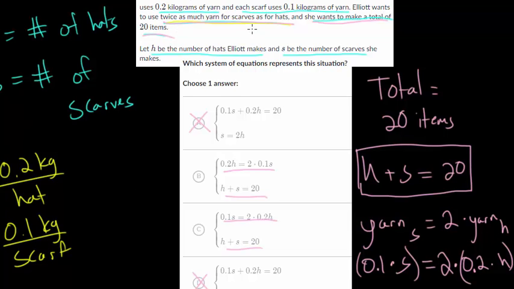Now, if they said twice as many scarves as hats, then we don't need to even consider this. We can just say that S equals 2H. This would give us that there are twice as many scarves as hats, since if you made 10 hats, you'd have 20 scarves. But in this case, we're talking about the amount of yarn. So you have to be really careful with your units here. So in this case, we had 0.1S is twice 0.2H. So for this last problem, choice letter C is the correct answer.